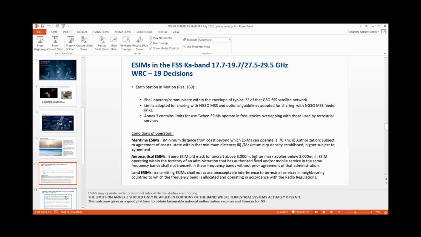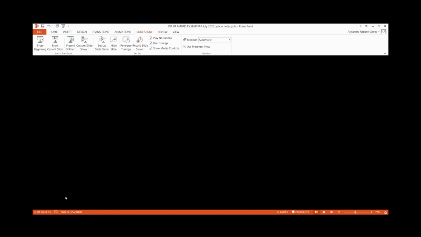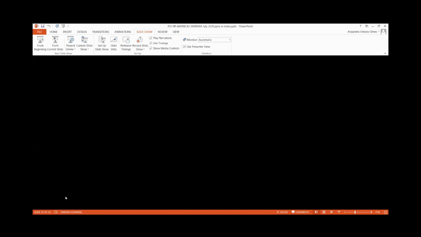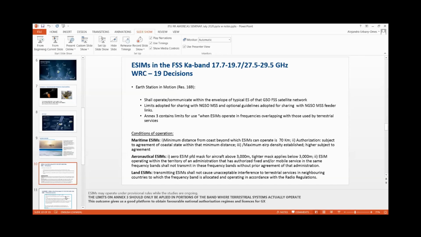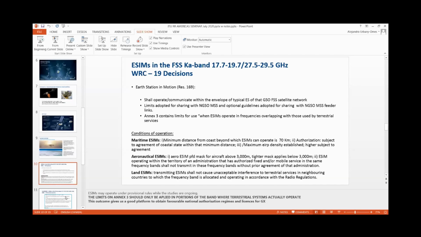And the resolution, basically, says that the SIM shall operate and communicate within the envelope of Earth stations of that GEO satellite network, and limits are adopted for sharing with NGSO MSS, and optional guidelines for sharing with NGSO MSS through the links. Also, the annex contains limits for use when the SIMs are operating in frequencies that overlap those used by terrestrial services. I would like to emphasize that the limits in Annex 3 should really be applied in portions of the band where terrestrial systems actually operate.